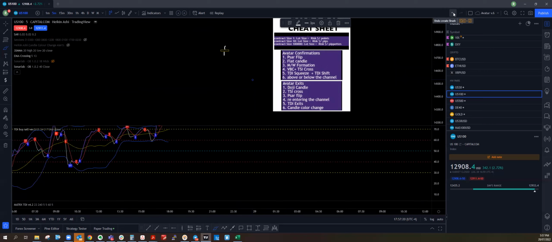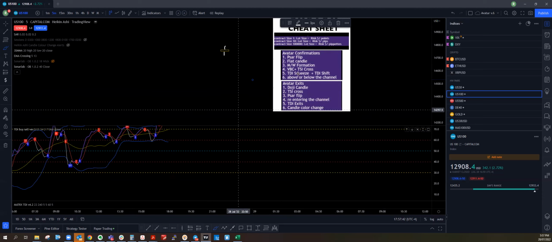You can get out if you're scalping and you want to get out on a doji. Sometimes on trend runs, you get dojis in between. You can hold through them and use a different exit, whether it's a PSR flip or a TDI exit. Those will keep you in the trade longer. So that's a doji candle exit.